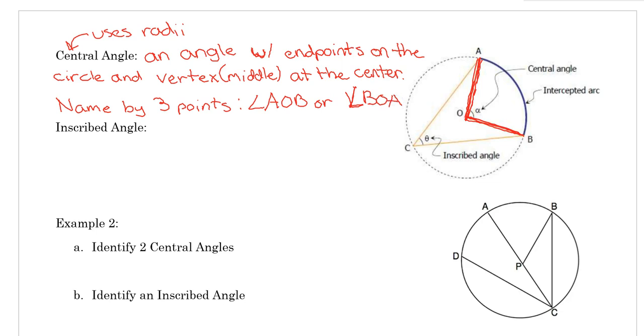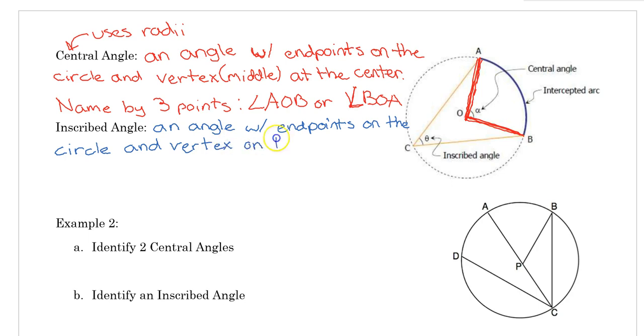BOA. All right, the next thing we have is what we call an inscribed angle. An inscribed angle is an angle with endpoints on the circle and vertex on the circle. So it's really 3 points on the circle.